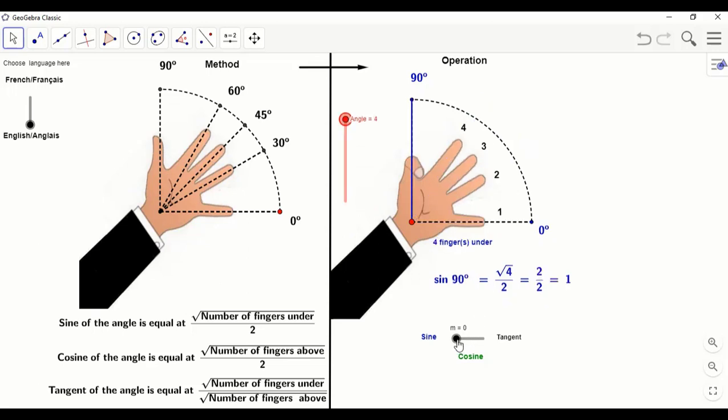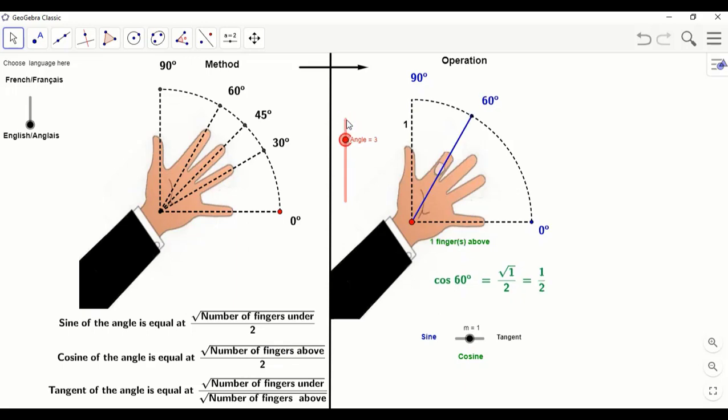So if you want to get cos, click on this slider, just move one step, we are now in cos, that is cosine of the angle. So 90 degrees is number of fingers above. How many fingers are above 90 degrees here? There are no fingers above. You can see no fingers above. So square root of 0 divided by 2, according to this formula, you can see that is 0.